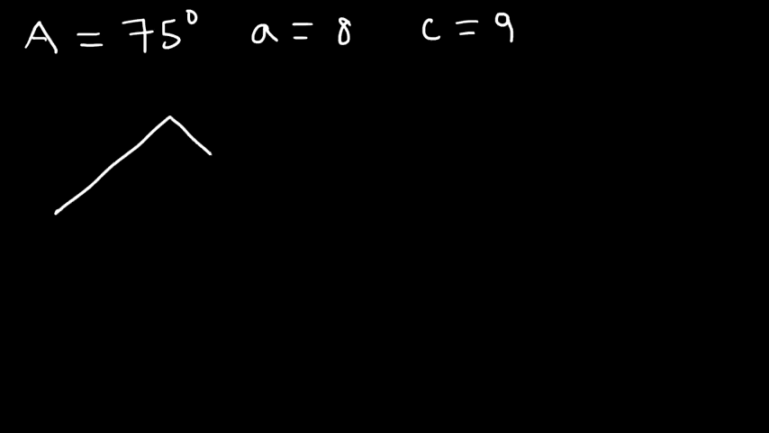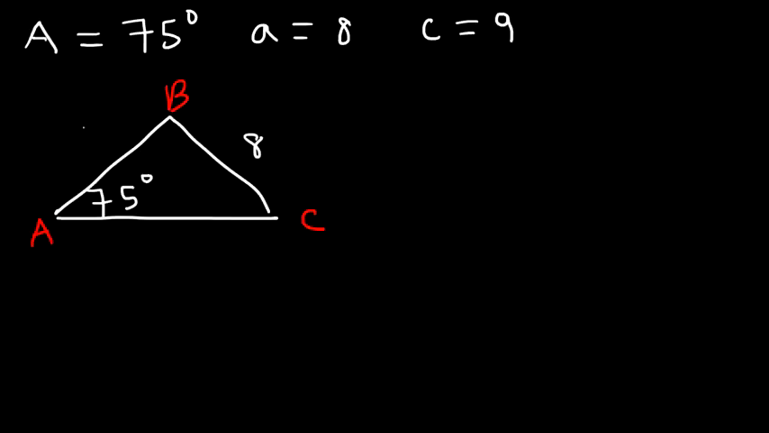Here's another example of an SSA triangle. Let's say that angle A is 75 degrees, side A is 8, and side C is 9. Go ahead and solve the triangle. So let's start with a picture. As usual, we're going to call this angle A, B, and C. So angle A is 75 degrees, side A is 8, side C is 9.